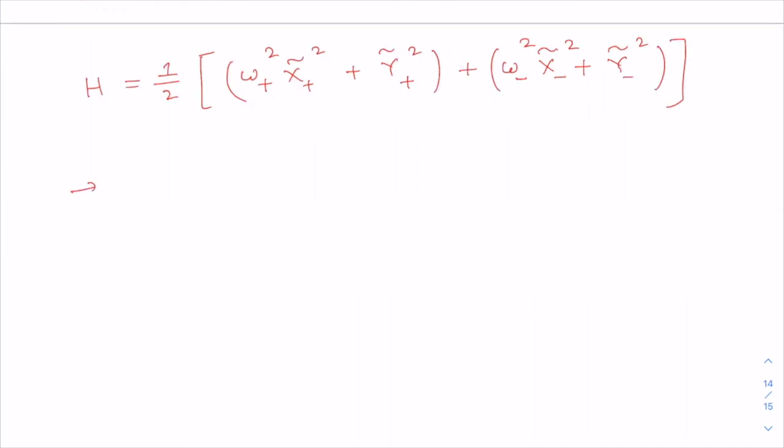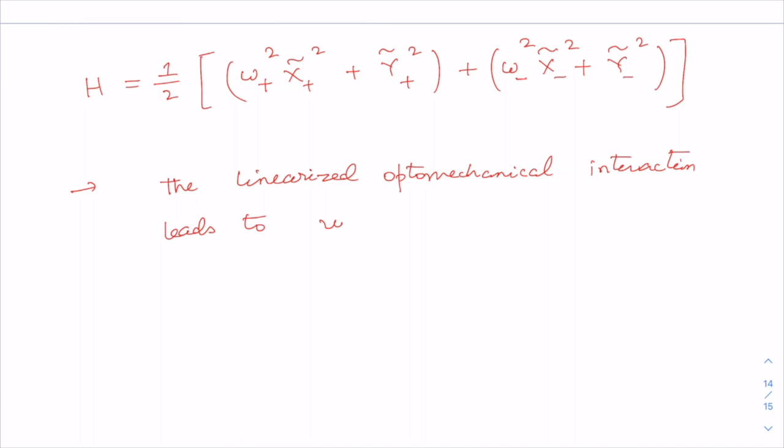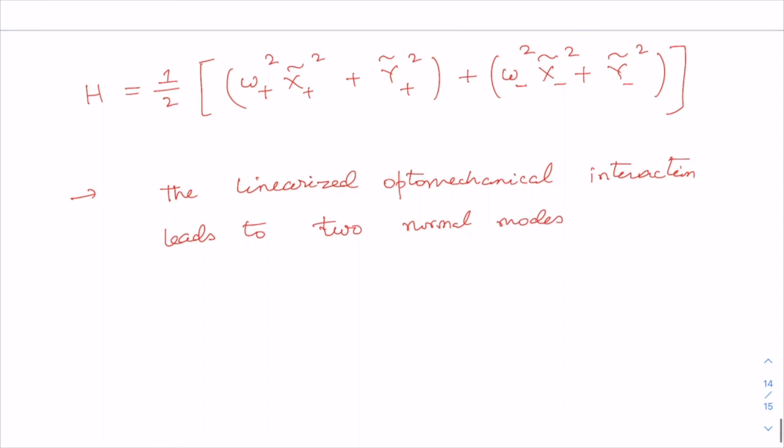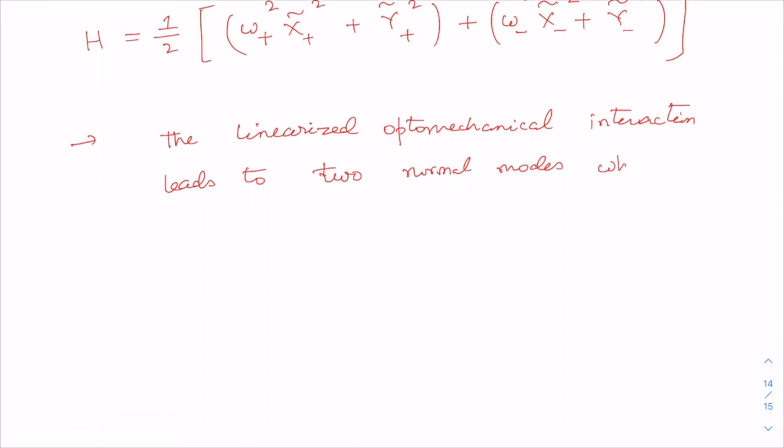So it is clear that the linearized optomechanical interaction leads to two normal modes, which are both mixtures of optical and mechanical modes.